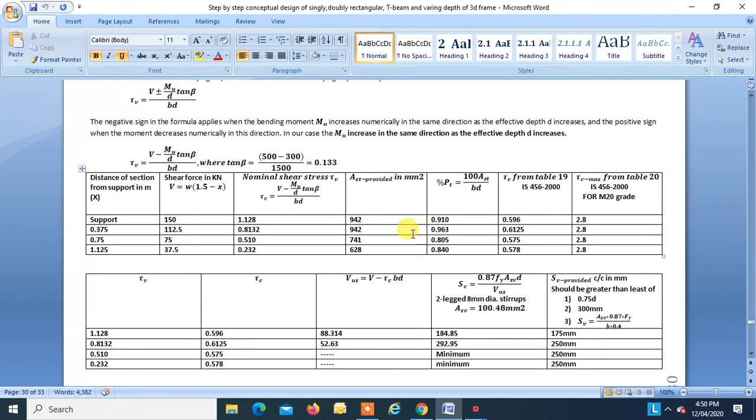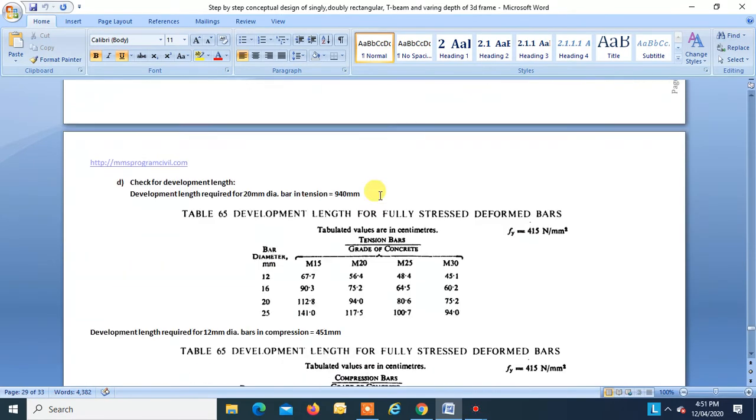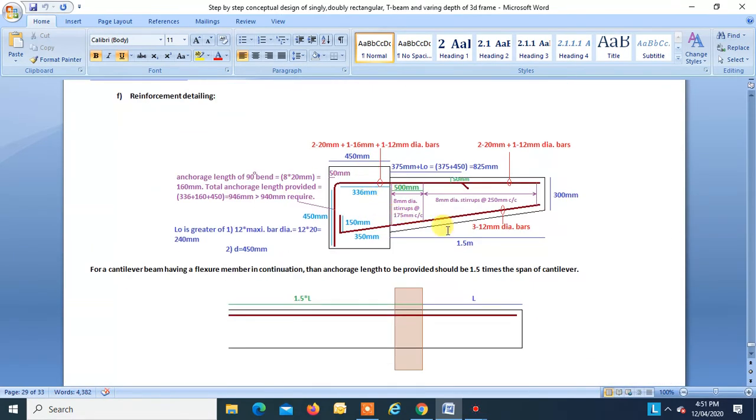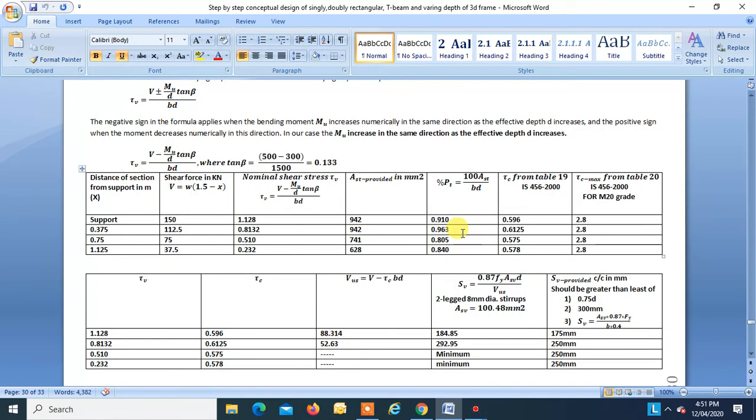Now AST minimum is found by this formula, 0.85 into BD by Fy, that is found to be 212 mm square, but we will provide 3 number of 12 mm dia bars in the compression zone, that is bottom steel. The area is 339, greater than 212, so it's okay. So we will provide 3 number of 12 mm dia bars at the bottom. This is the compression zone in the cantilever. Okay, so let us move forward.